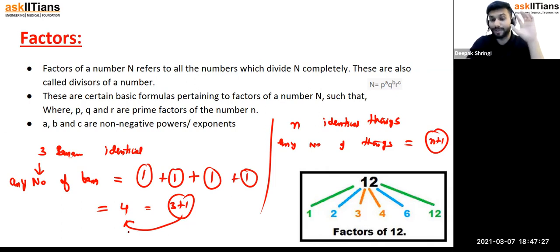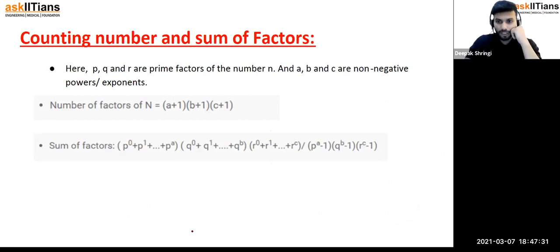Just think about it now. Look how I'm going to use it. Look at this. So now the question is that you have a number n. I'll ask you in that way. You have a number n. P, Q, R are prime factors of n, and A, B, C are the powers.